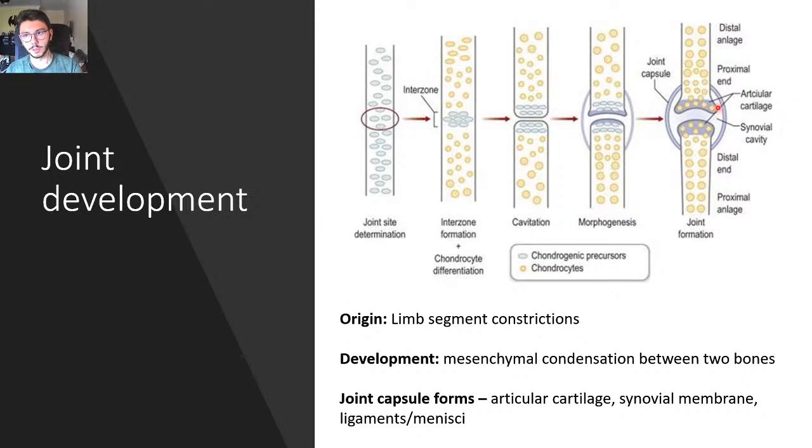In the joint capsule, we'll have something called articular cartilage, and we'll have a synovial cavity filled with synovial fluid, all wrapped together inside the joint capsule. Within this, we can also have accessory features such as ligaments and menisci, so menisci in the knee, ligaments in nearly every single joint, which helps strengthen the joints.